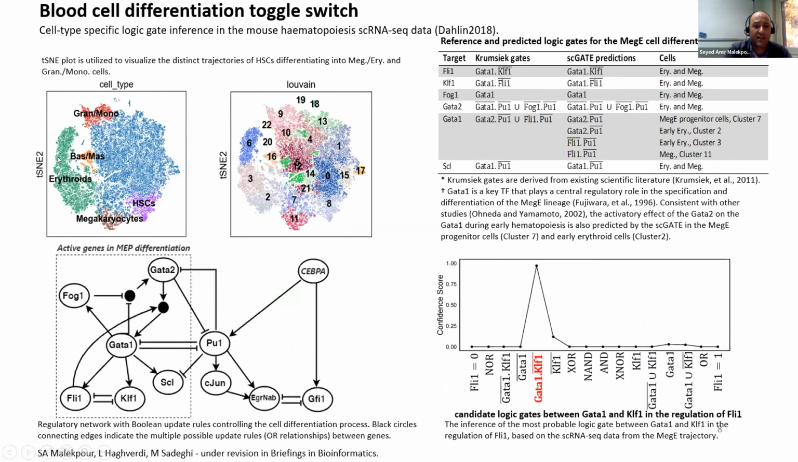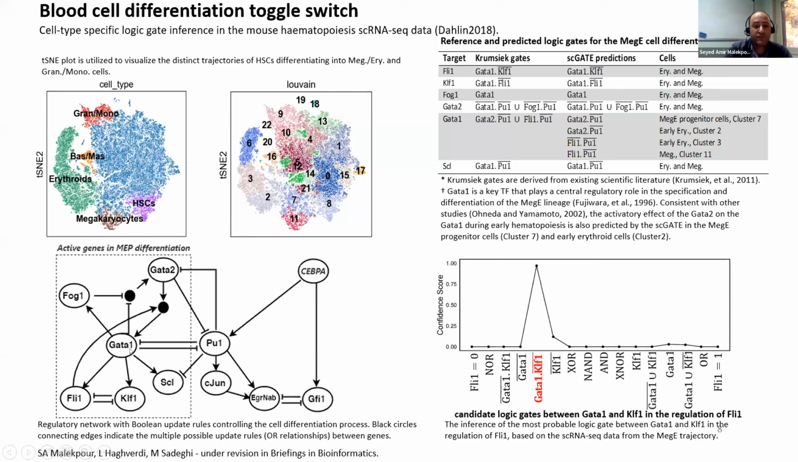We have plotted cells on t-SNE. And as you see, we have two differentiation trajectories, one leading to erythroid and the other one to the granulocyte and monocyte. And as I explained earlier, this differentiation is governed by 11 genes, and these genes on the left side are involved in differentiation to megakaryocyte and erythrocyte.